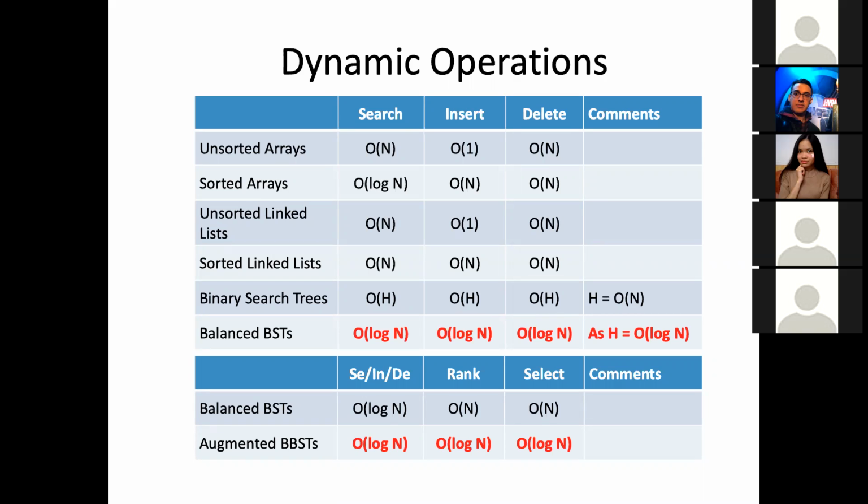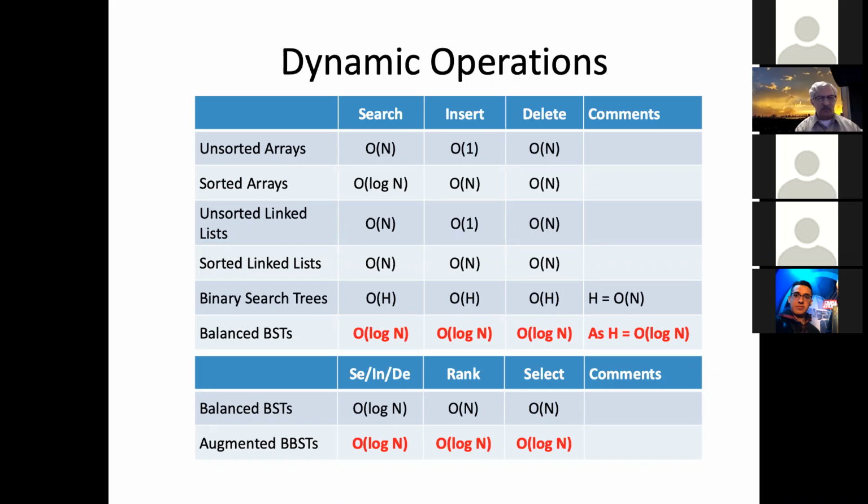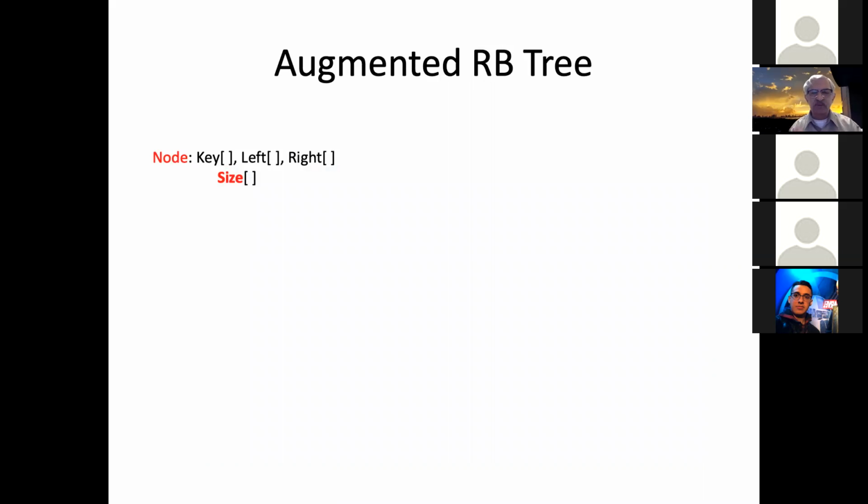And what we saw last time was that we could do this rank and select operation in log n time. The rank and select operation, we are able to do that in log n time because we augmented the red-black tree, or we augmented the binary search tree. And the way we augmented this is shown on this slide.